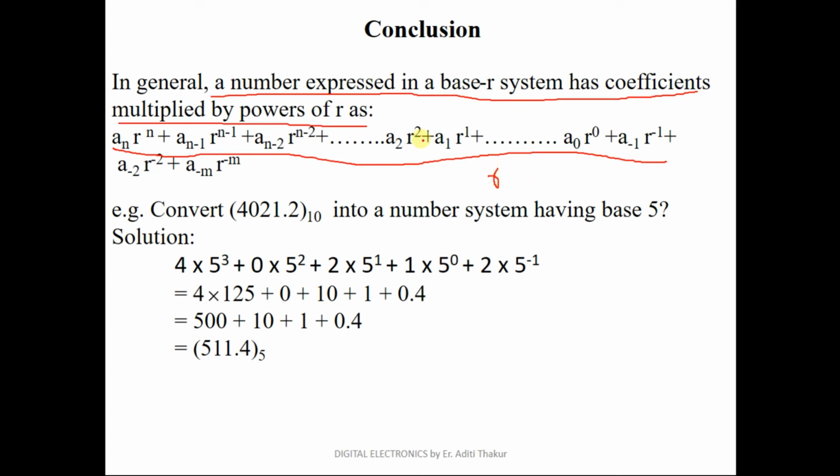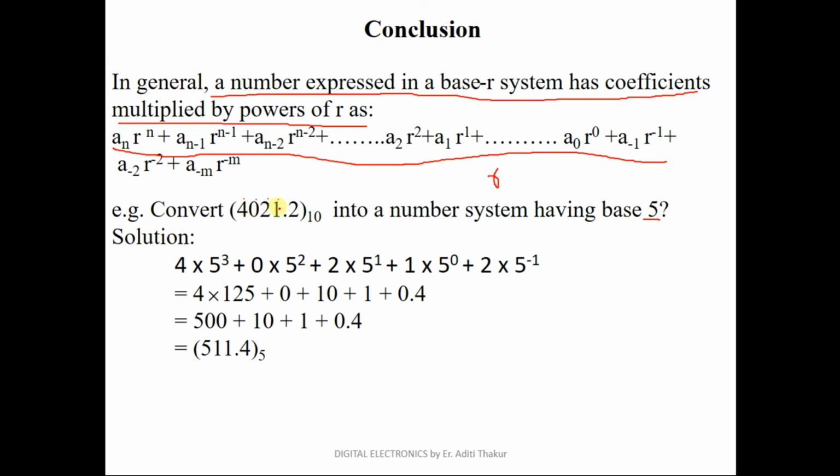This can be understood with an example. Let us suppose you are asked that 4021.2 is a decimal number. Now convert this decimal number into a number system having base 5. We haven't studied the number system having base 5, but it is very simple. According to this equation, this is the 0th digit, this is the first digit, this is the second digit, and this is the third digit.